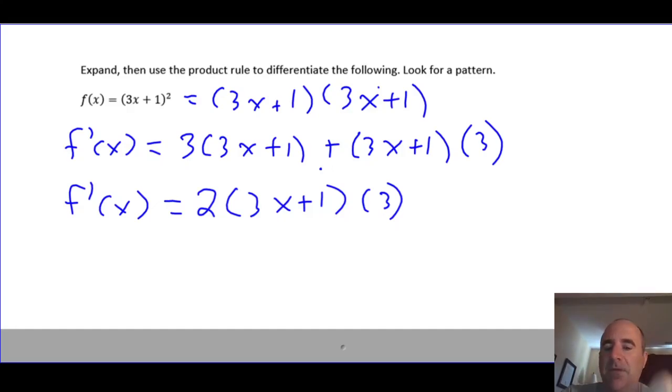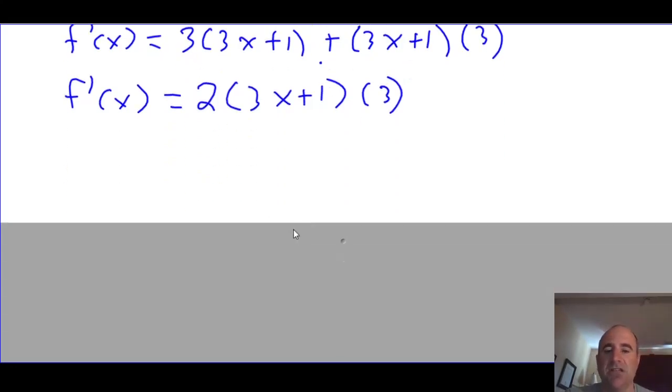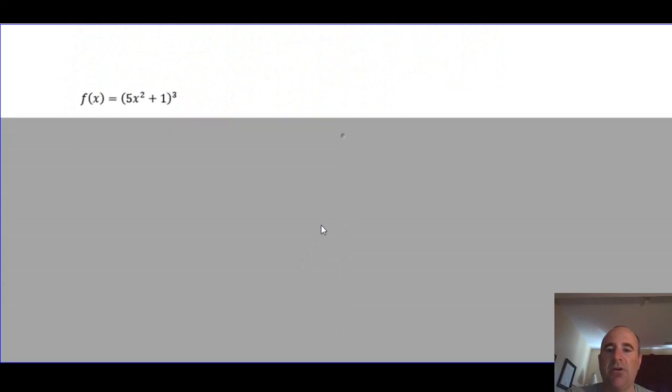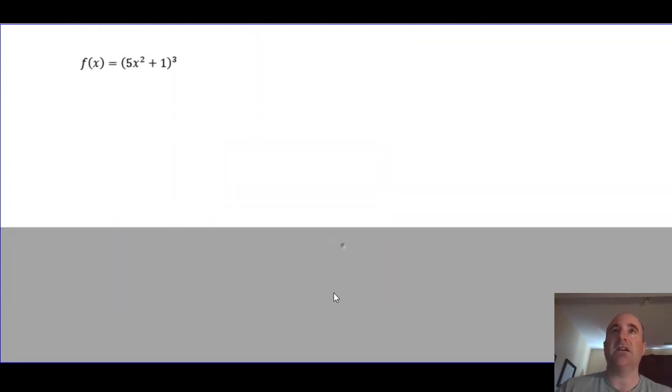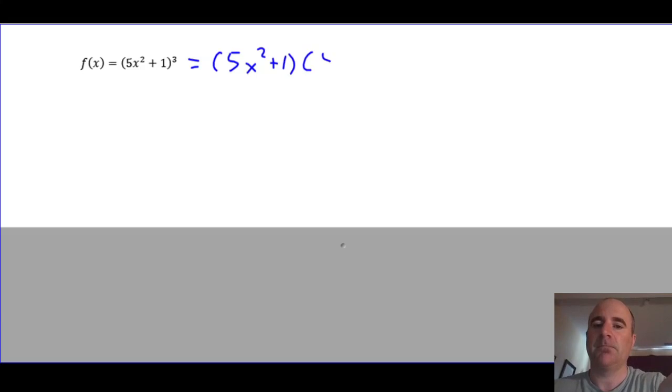Okay, I've got 2 of the same thing. Anytime you have 2 of the same thing, you could just multiply by 2. Let's continue this idea, and let's look at something to the power of 3. So now what I have is 5x squared plus 1 times 5x squared plus 1 times 5x squared plus 1, like so.